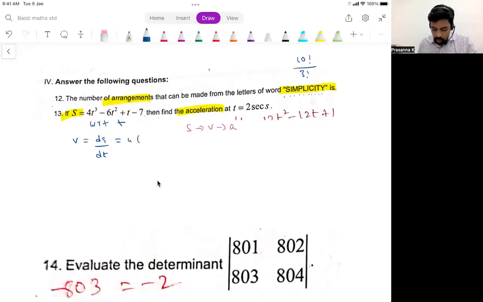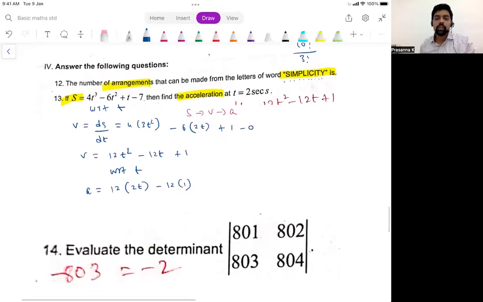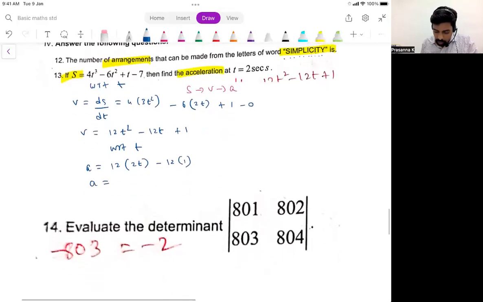So 4 into 3t square minus 6 into t square differentiation is 2t plus t differentiation is 1 minus 7 differentiation is 0. So velocity equals 4 into 3, 12t square, minus 6 into 2, 12t, plus 1. Again, if I differentiate this with respect to time, I will get acceleration. So acceleration equals 12 into t square differentiation is 2t, minus 12 into t differentiation is 1, and 1 differentiation is 0. So now I will get acceleration as 24t minus 12.